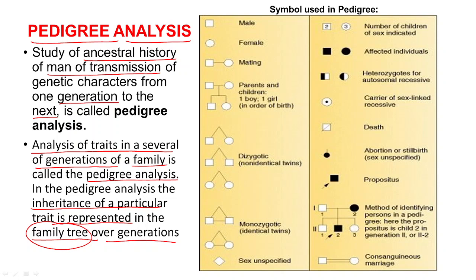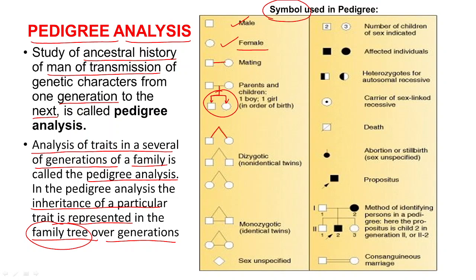In the pedigree analysis, the family tree is represented using some symbols, which are given in this photograph. The first one, a normal male, is represented by a square and a female by a circle. Mating between a male and female is represented by a square and a circle joined by a line, and their children are represented by the branches of a tree.